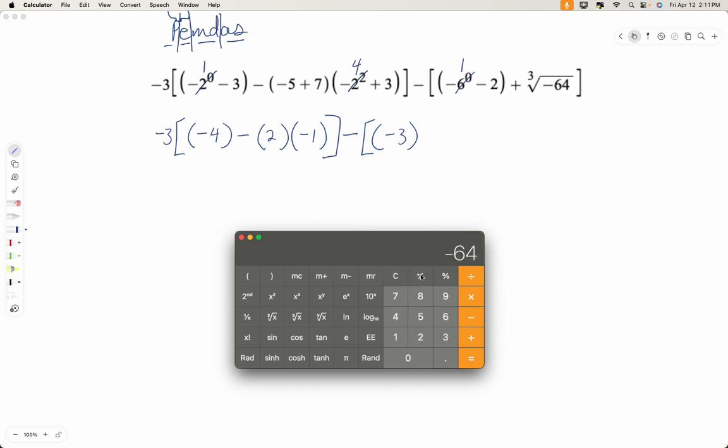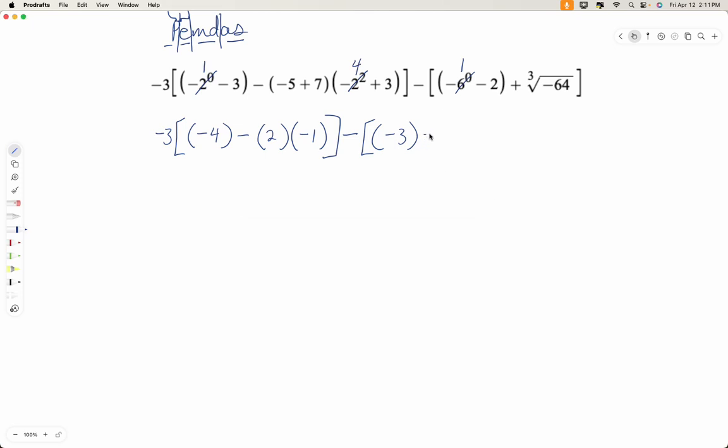Type 64 negative. And if you have a cube root button, you can press that, or you have a custom root button or index button. You can click this, put your root, and hit equal: -4. So that's the number that goes here, -4, and then my bracket. That takes the place of this. Because it's a negative number, this becomes negative.